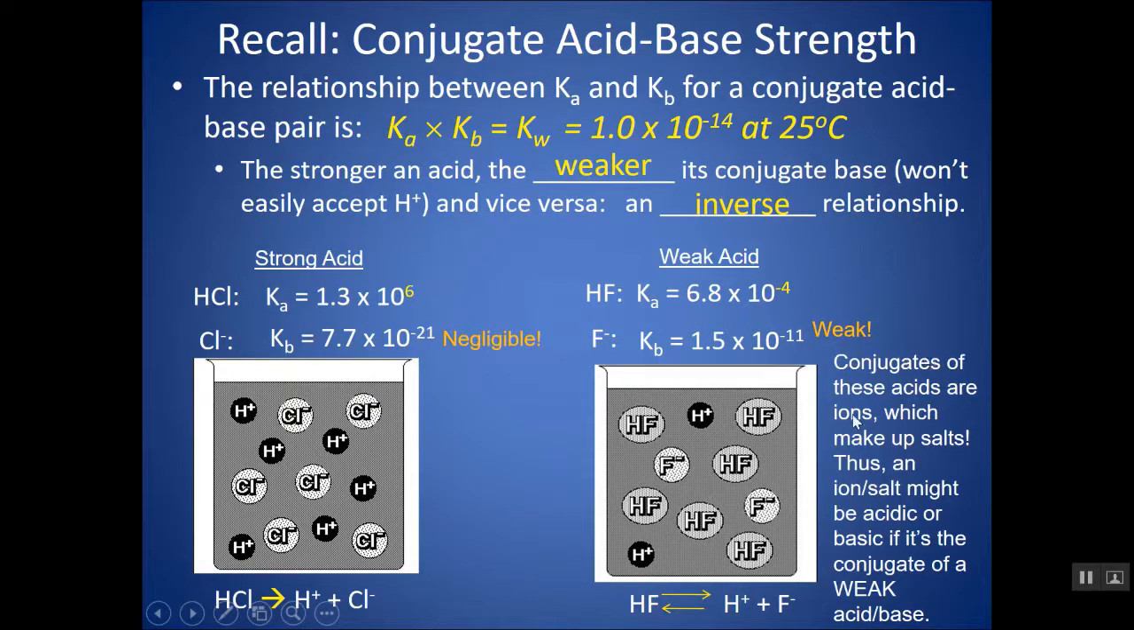So again, once you identify the ions in your salt, it's going to be really helpful to think about what acid or base that salt came from. So like Cl-, that's the conjugate of what acid? Of HCl, which has, I know, really high strength. So that Cl- is going to have really low strength. So again, the ion in a salt might be acidic or basic only if it's the conjugate of a weak acid or base, because then that thing can be weak.